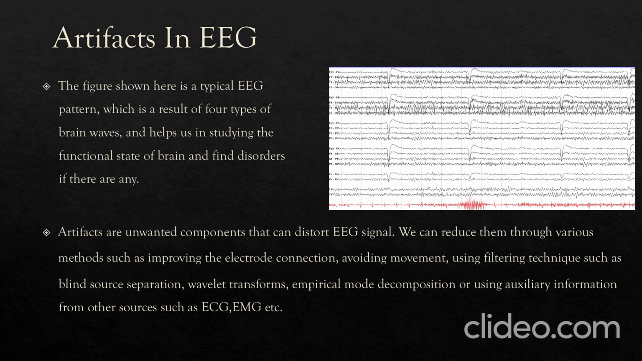Artifacts are unwanted components that distort the EEG signal. We can reduce them through various methods such as improving the electrode connection, avoiding movement, using filter techniques such as blind source separation, wavelet transforms, empirical mode decomposition, or using auxiliary information from other sources such as ECG, EMG, etc.